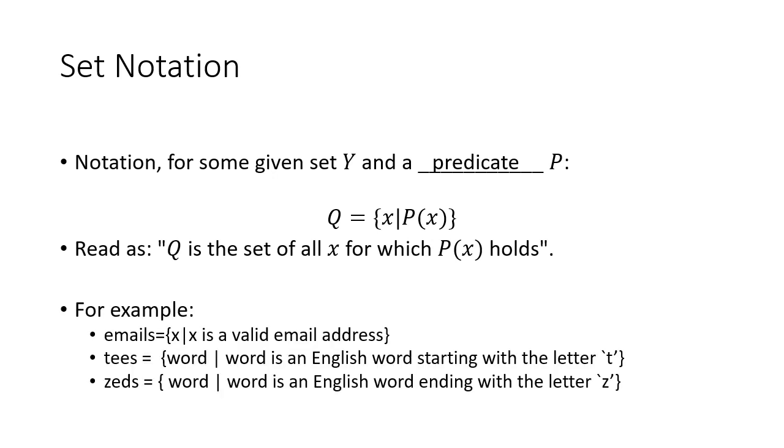For example, Emails is the set of x such that x is a valid email address. The set Ts is the set of words such that the word is an English word starting with the letter T. And Zs is the set of words such that the word is an English word ending with the letter Z. So here I wrote everything out in English description, but a lot of times we have mathematical predicates, and you can write it as just P of x, as we see in the notation here. It just depends on what that particular problem is.